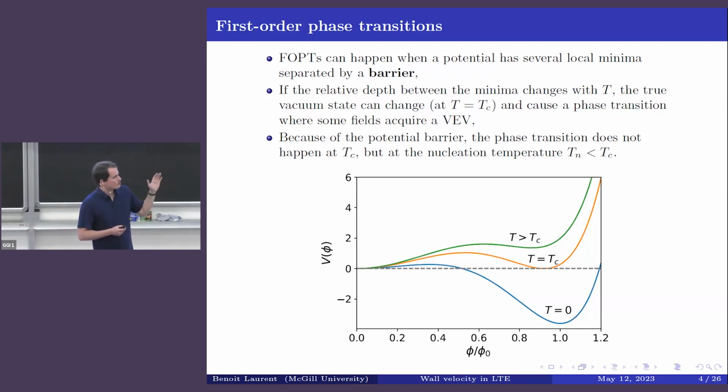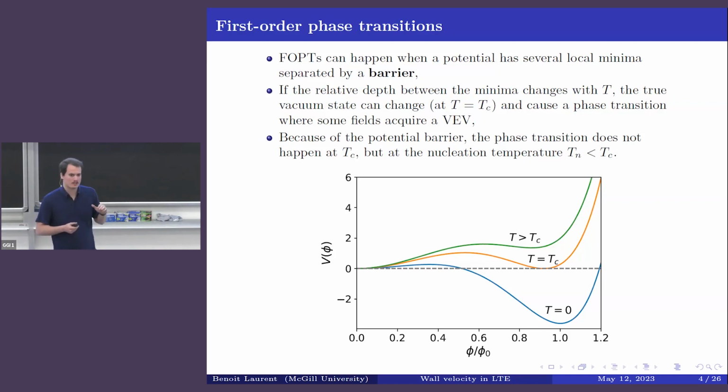In general, the phase transition will not happen right at the critical temperature, simply because there is a potential barrier that it needs to go through. This can be done via two mechanisms, either quantum tunneling or thermal fluctuation if we are in a thermal bath, and usually the latter will be dominant. I will show how we can compute the nucleation temperature at which the real phase transition will actually happen, but this is always smaller than the critical temperature.